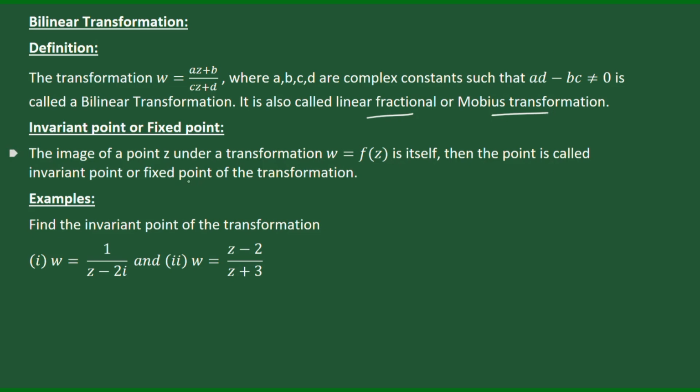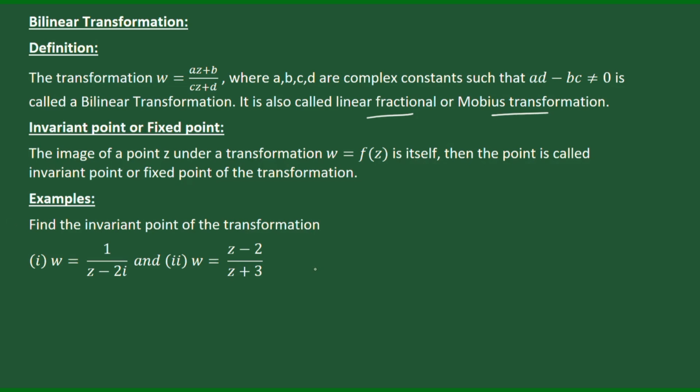Next, coming to the definition of an invariant point or fixed point. What is the definition of an invariant point? The image of a point Z under a transformation is itself. That is, under the transformation W = f(Z), the image is itself, which means that we are considering two planes, a Z plane and a W plane. The image of the Z plane will be in the W plane. So we can say a point is an invariant point when the image of that point in the W plane is itself.